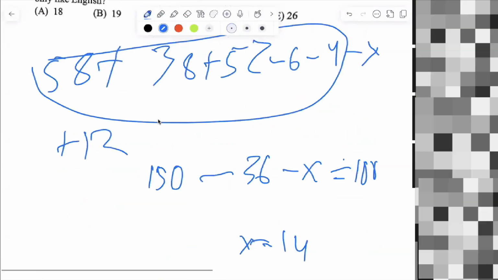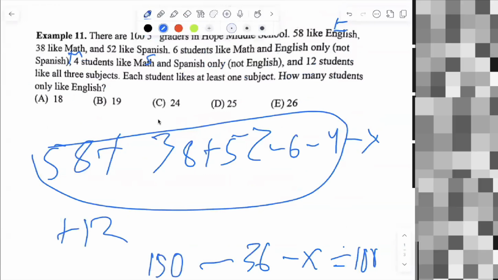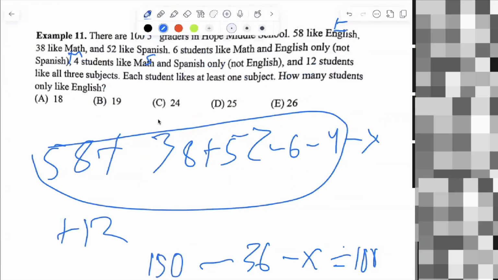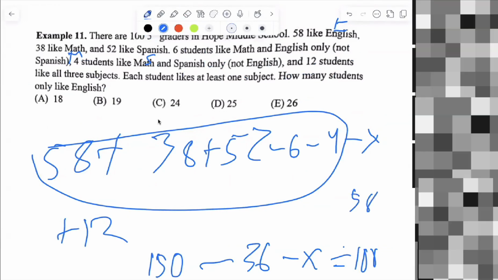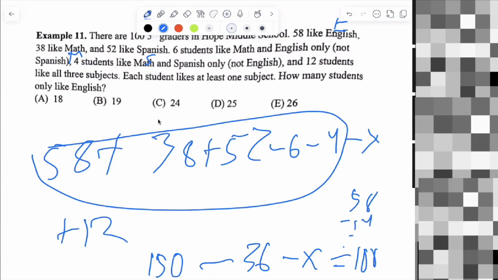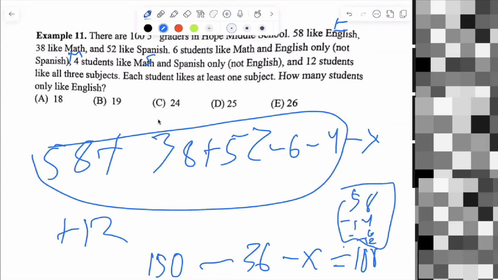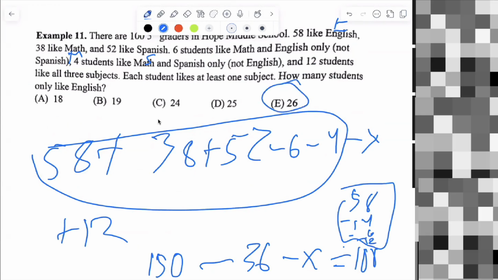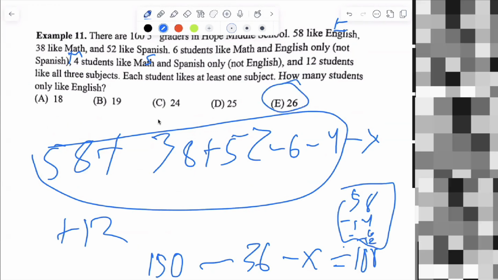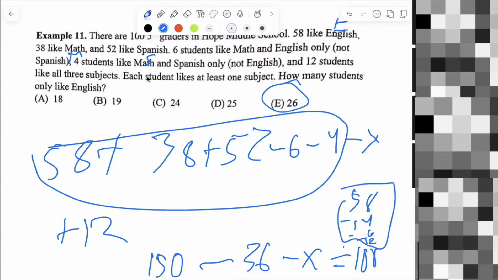So this just gives you an answer from here. It's just 58 minus 14 minus 6 minus 12. All of this subtracted just gives you the answer of E, or 26. But let's move on to the next question.